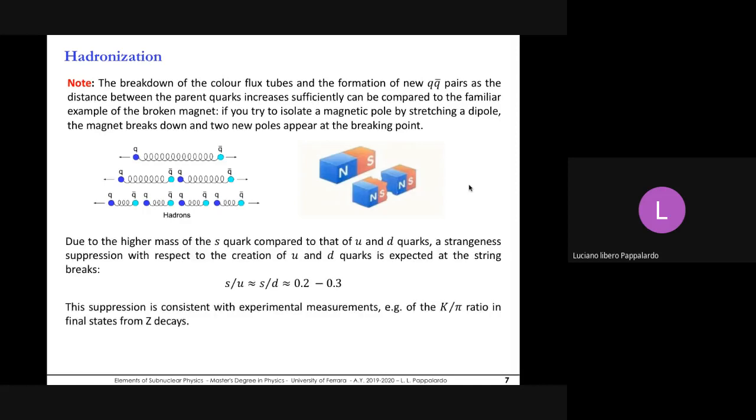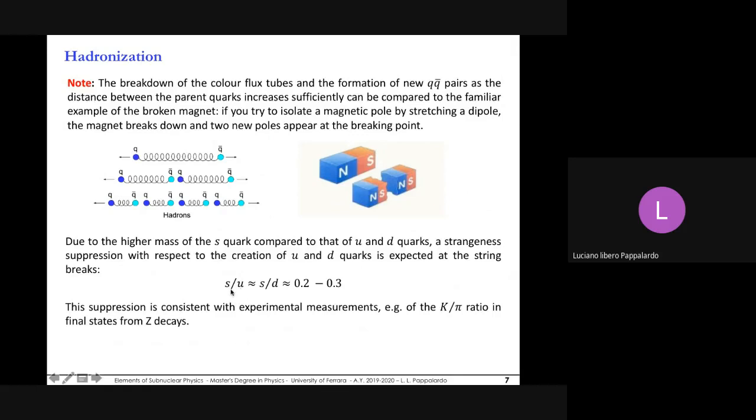Now, is the probability of creating different quark flavors the same? Clearly not, because it strongly depends on the energy that is available, and so depends on the mass of the quarks. So due to the higher mass of the strange quark compared to that of the up and down quark, a strangeness suppression in this process with respect to up and down is observed. It is expected and also observed. So it is much less probable that in such a string breaking you create a strange quark. Usually you only create up and down quarks because they are much more energetically favorable.